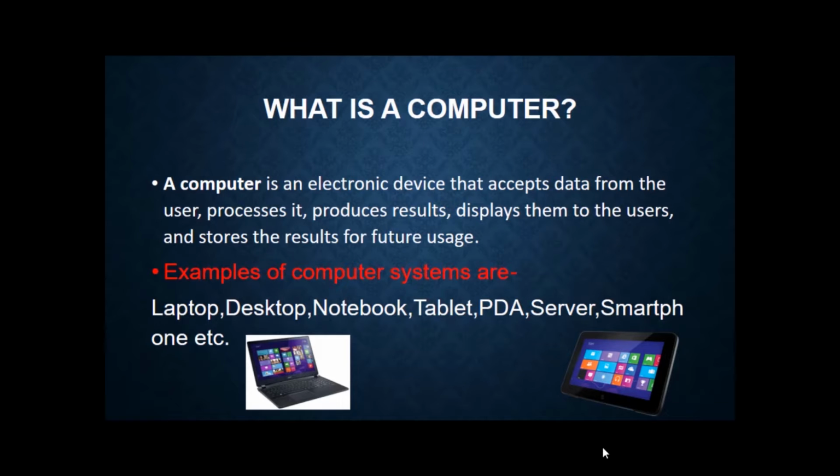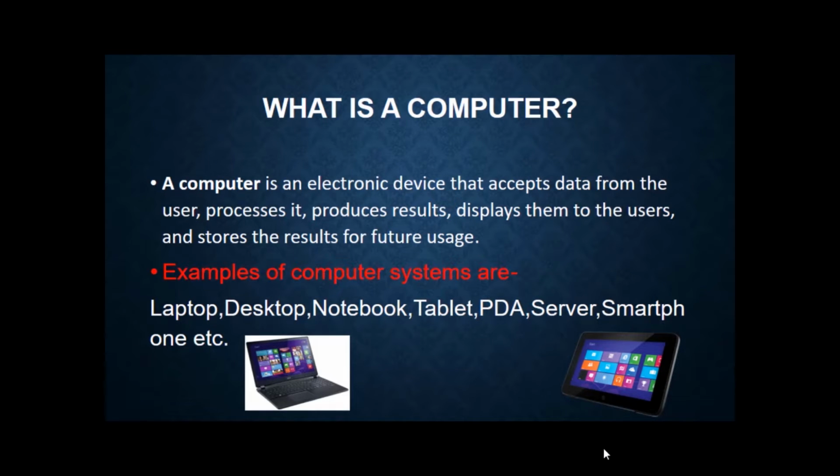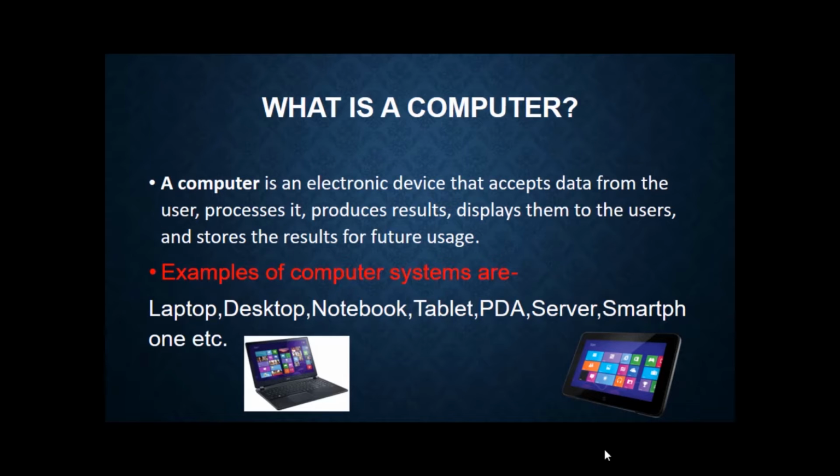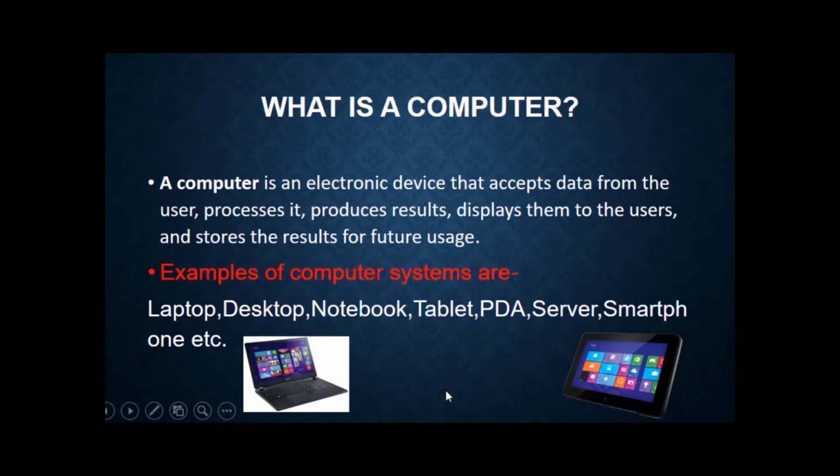It uses electricity to run and accepts data from the user. Now, you give it instructions of what you want it to do. It will process that data, produce results, then display them to the user, now that's you, and store the results for future usage. Examples of computer systems are laptop, desktop, notebook, tablet, PDA, server, smartphones, and others. I think we all have interacted with one of these, if not all, but those are examples of computer systems that we have.